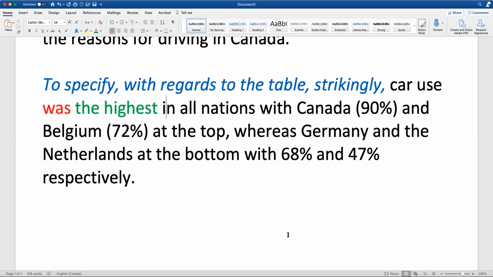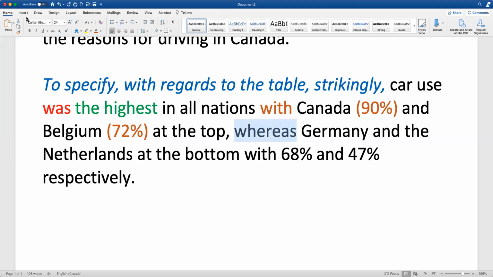We should say that. And then I said, in a preposition, with Canada, 90%, and Belgium, 72%, at the top, I said here. I said Canada, 90%, and Belgium, 72% at the top. They're at the top, right? 1, 2.